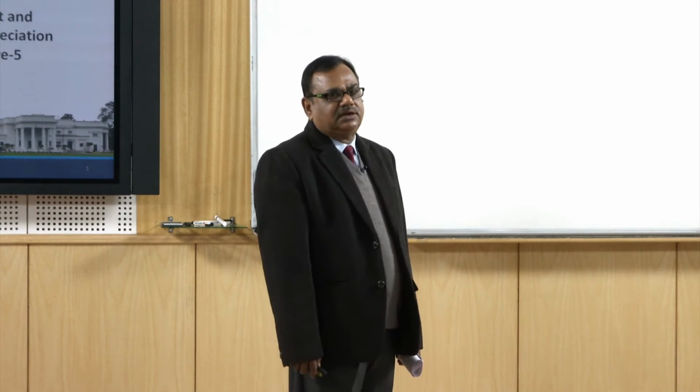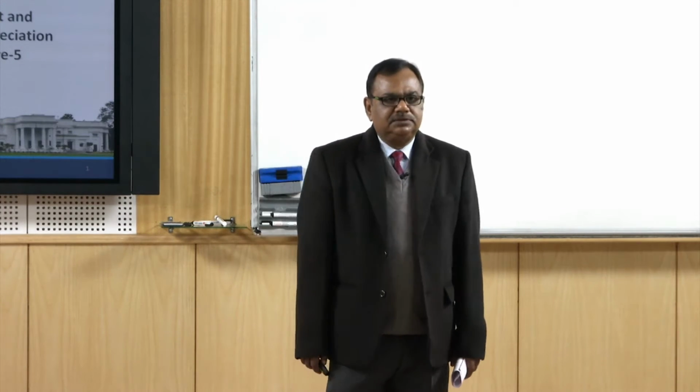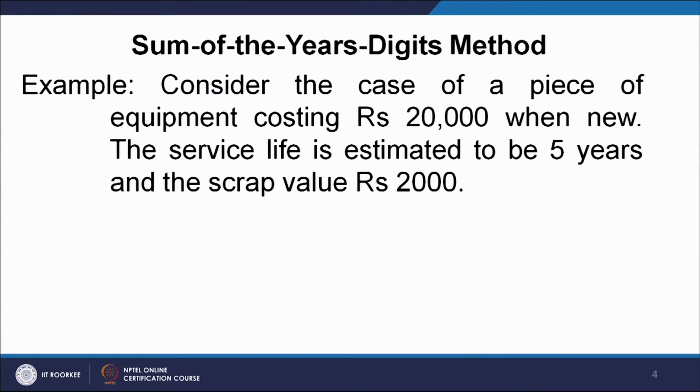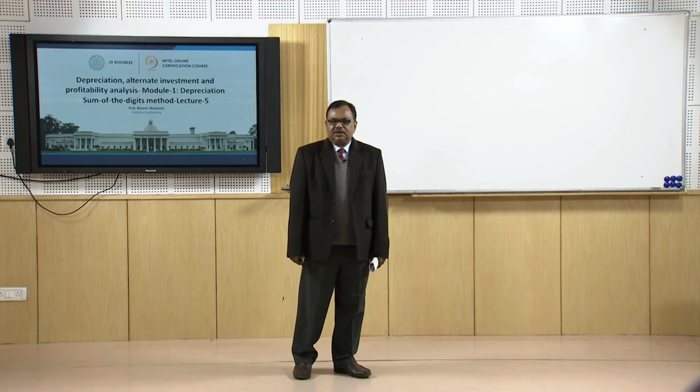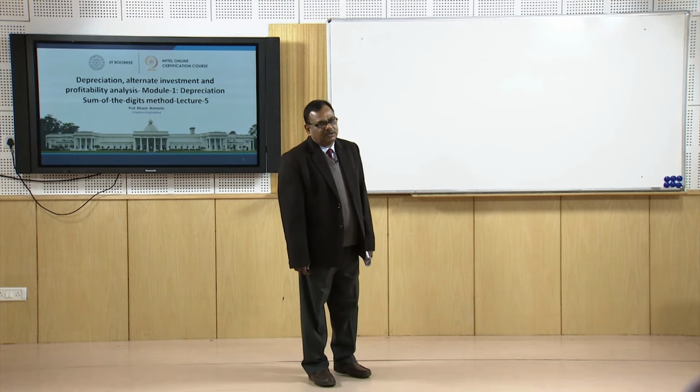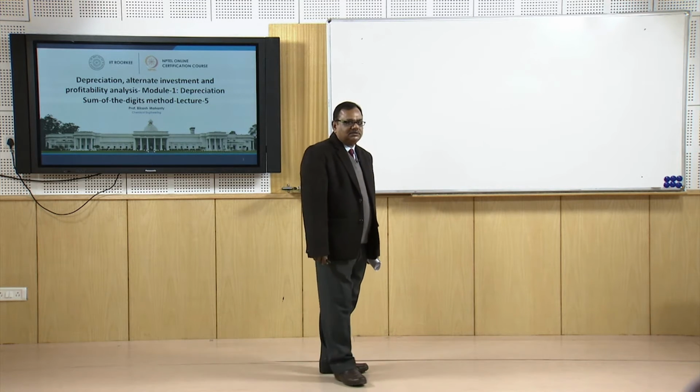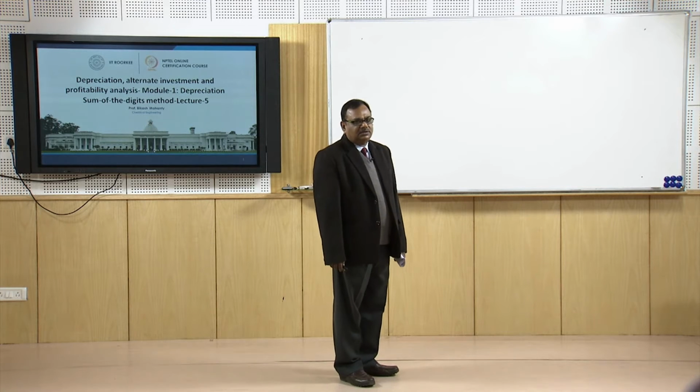Now, let us introduce the sum of the digits method through an example. Consider the case of a piece of equipment costing 20,000 when new. The service life is estimated to be 5 years and the scrap value, that is the salvage value, is 2000. The original cost of the equipment is 20,000 and the service life is 5 years. Let us apply the sum of the years digit method on this.